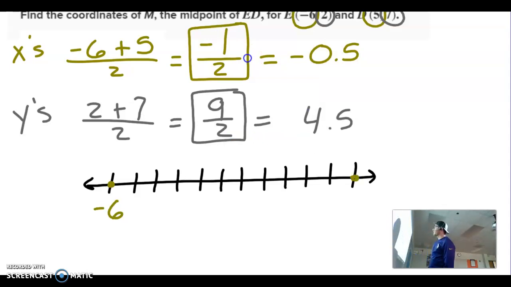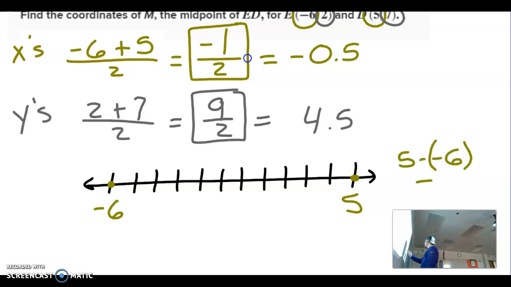Ooh, nice, did that perfectly. Then I've got 5. So if we talk about the distance, if I want to know how far apart -6 and 5 are, you can count, or you can do that 5 minus -6, which is going to be 11, because minus a negative is positive. Or you could count 1, 2, 3, 4, 5, 6, 7, 8, 9, 10, 11. Either way, we have that distance of 11. Well, half of 11 is going to be 5.5.